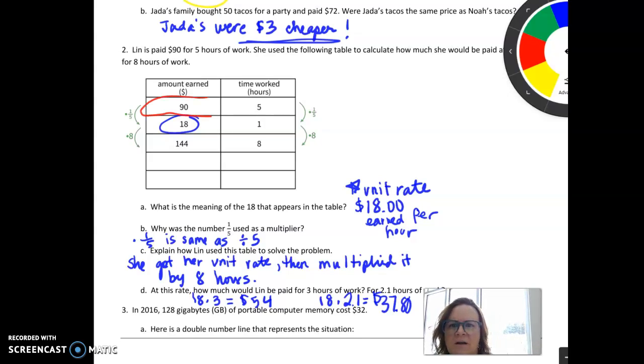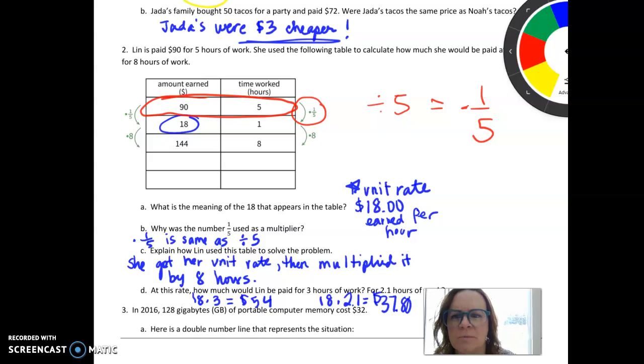She was paid $90 for 5 hours of work. So then what she did is she divided or multiplied by a fifth to figure out how much she made per 1 hour. Since she worked 5 hours, she divided the 5 by 5 to get 1. And remember, dividing by 5 is the same thing as multiplying by a fifth. So then she did the same thing. She multiplied 90 by a fifth and got 18. So now she knows her unit rate. That's how much she's making an hour. She's making $18 an hour.